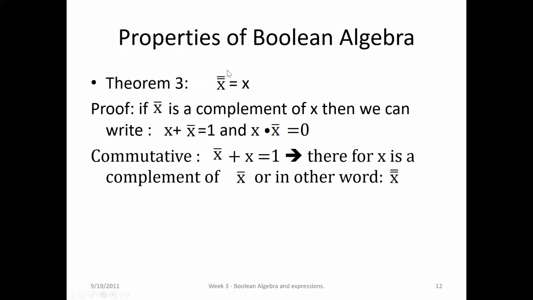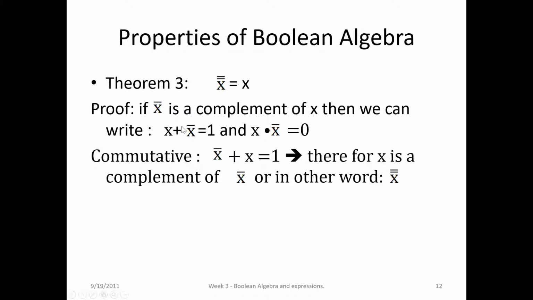When you double complement a logic variable, you're going to get the original variable. For example, 0 double complement: zero's complement is 1. If you complement it again, 1's complement is going to be 0. Right? So the same variable results.